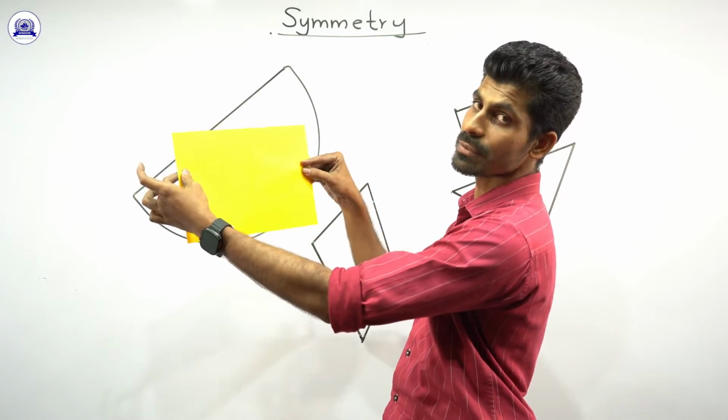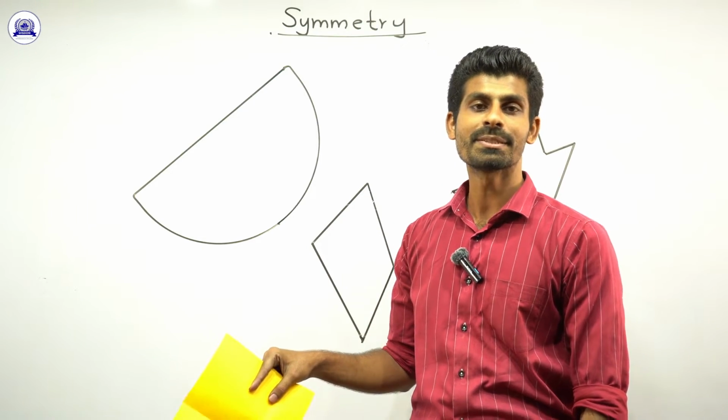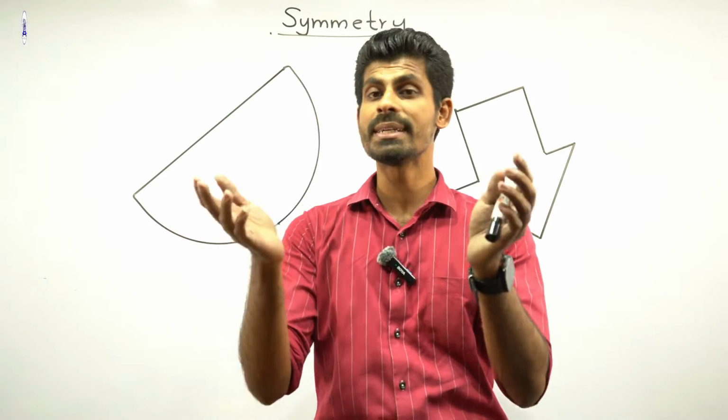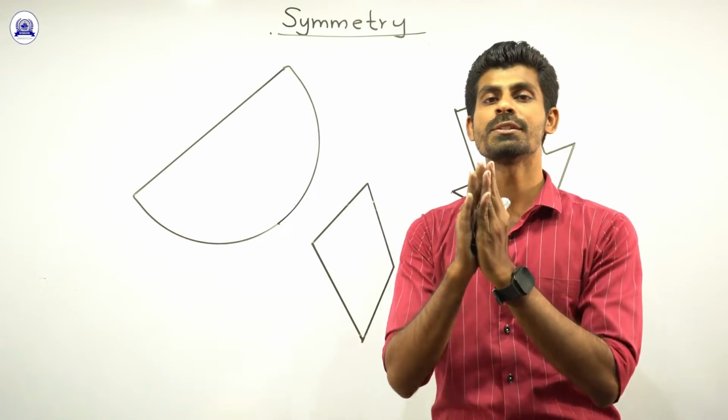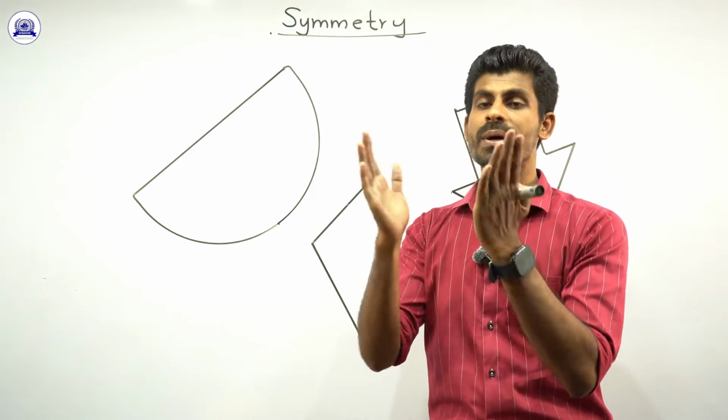Right? Look at this one. That means symmetry. Then what is the meaning of that? Symmetry means you can equally divide, you can equally fold into 2 or more parts, right? Then you can equally divide.